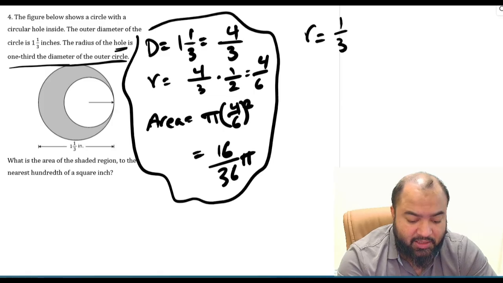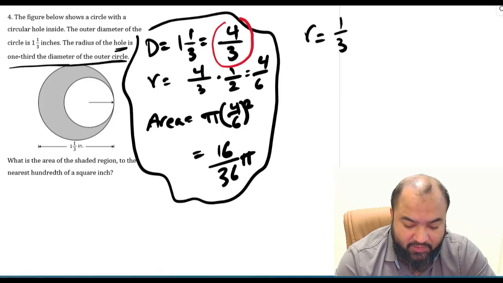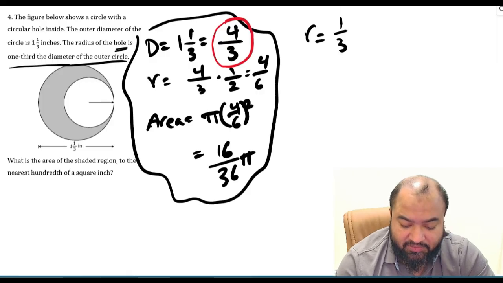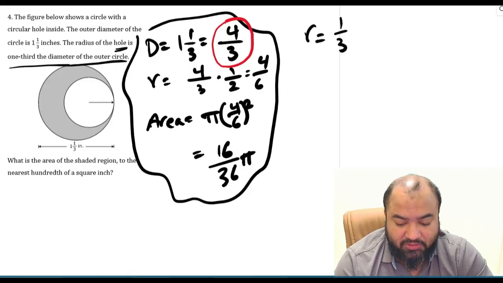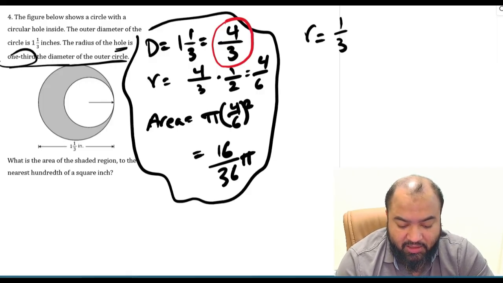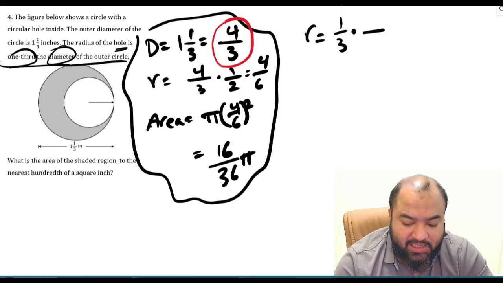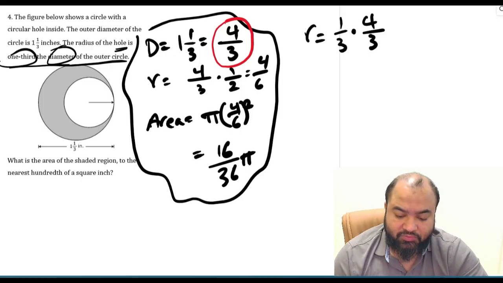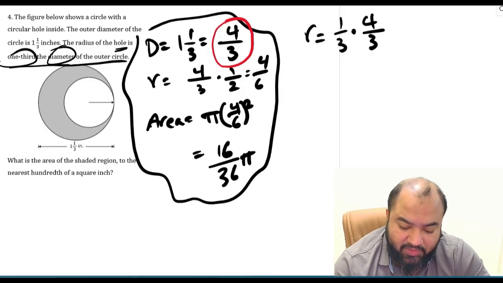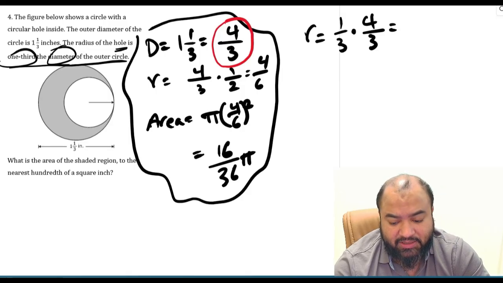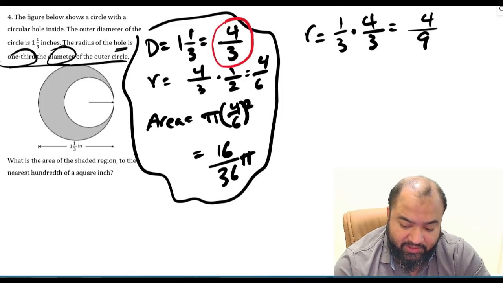It is here, 4/3. And they said the radius of the smaller hole circle is 1/3 the diameter of the big one. So 1/3 of something, how do you find that? You multiply. So 1/3 times 4/3. Where did I get 4/3 from? It is the diameter of the big circle. So the radius of the smaller circle is 1/3 the diameter of the big circle, which is 4/9.